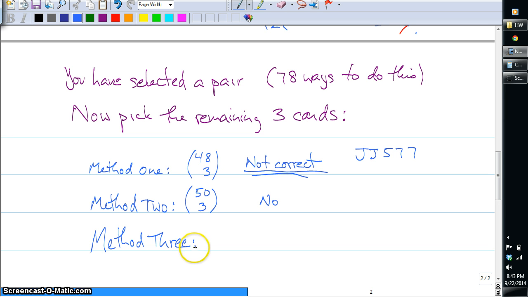The third method would use the multiplication principle, or the MN rule. Once you've drawn your first 2 cards, and they're the same rank, maybe they're both jacks, there are a total of 48 remaining cards that you could draw from that wouldn't be jacks in the deck. And so you have 48 ways to draw the next card, the third card for your hand.